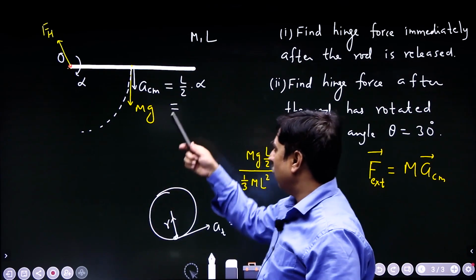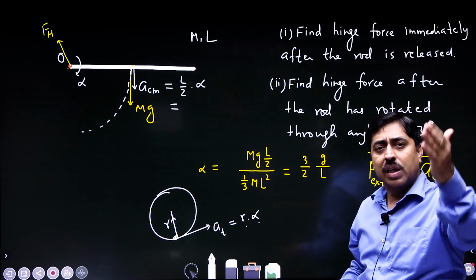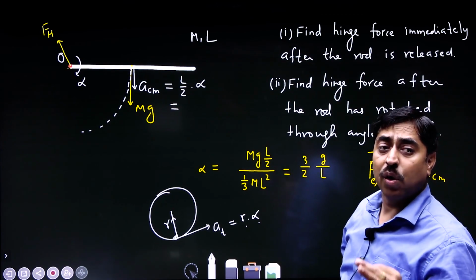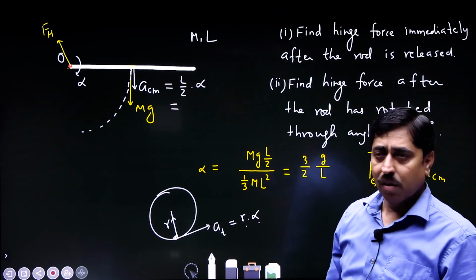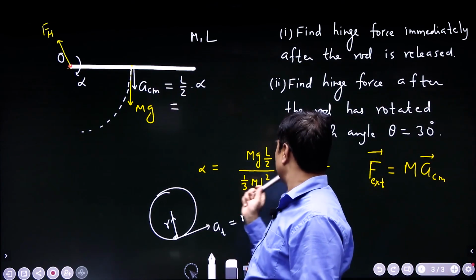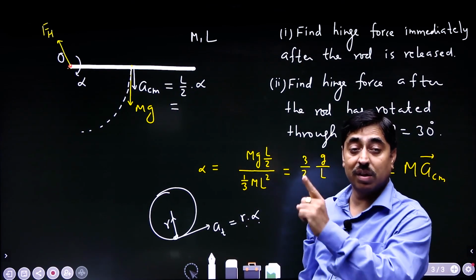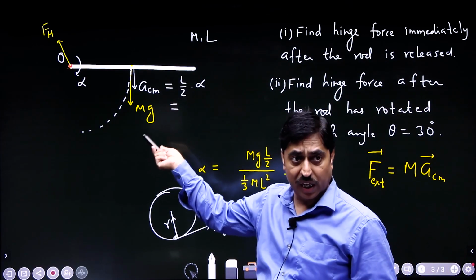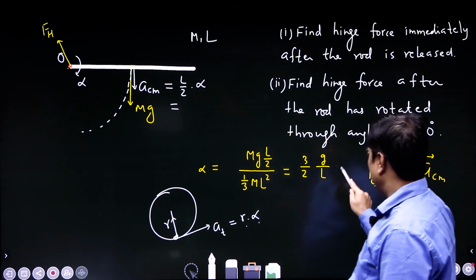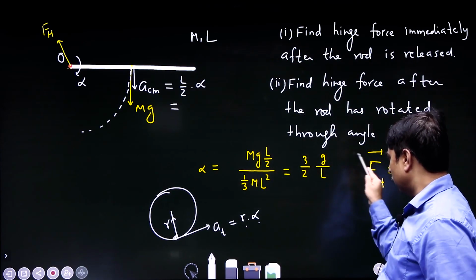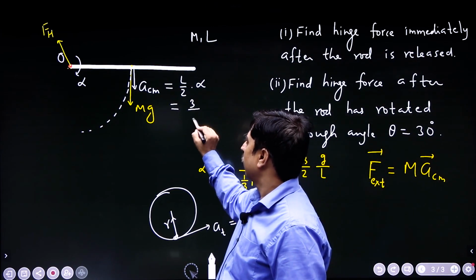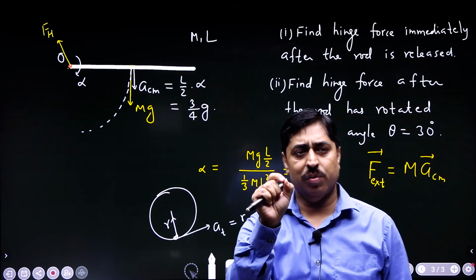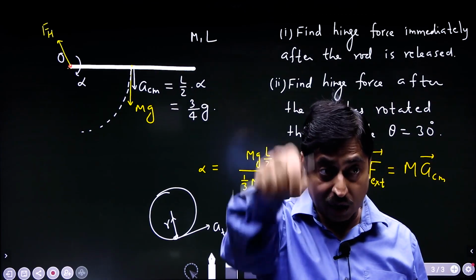So, the angular acceleration of the whole rod is this much, because each and every particle has got the same angular acceleration. That is why we say that the angular acceleration of the rod is 3 by 2 g by L. The center of mass is going to move in a circle of radius L by 2. Therefore, its acceleration will be tangential, that is vertical direction, L by 2 alpha. So, L by 2 alpha, L cancels out, 3 by 4 g. So, immediately after you release the rod, the acceleration of center of mass is 3 by 4 g in downward direction.